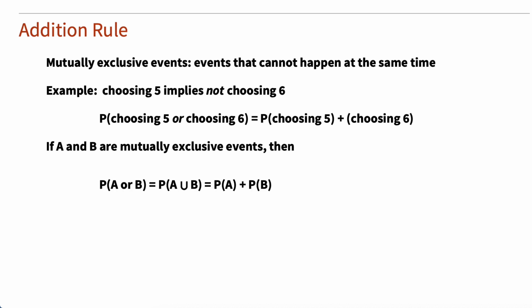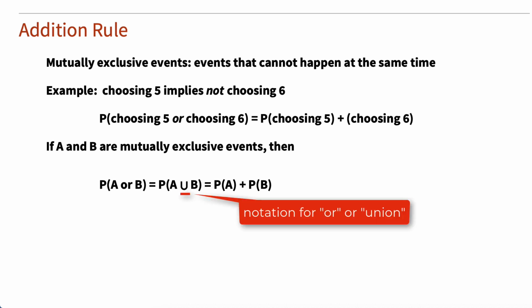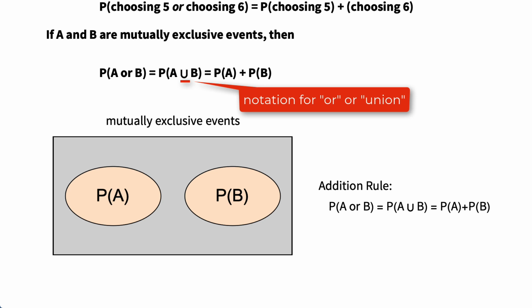More generally, if A and B are mutually exclusive events, the addition rule says that the probability of A or B is P of A plus P of B. In equations, A or B is sometimes written using a character that looks like the letter U, which stands for union. In a Venn diagram, mutually exclusive events correspond to regions that do not overlap.